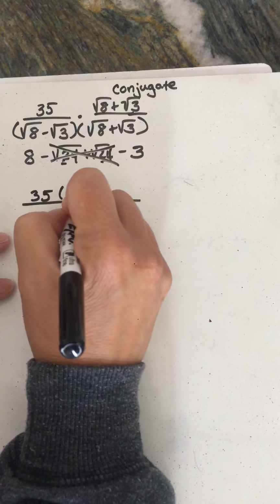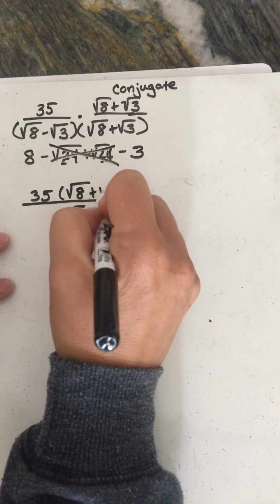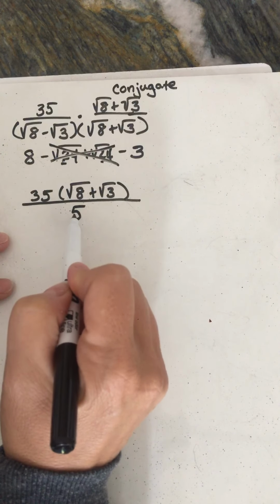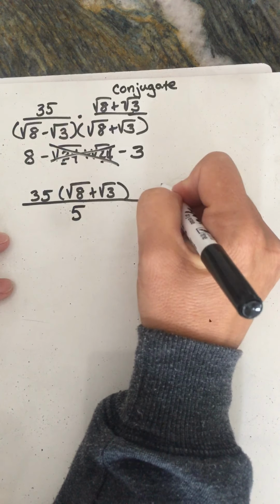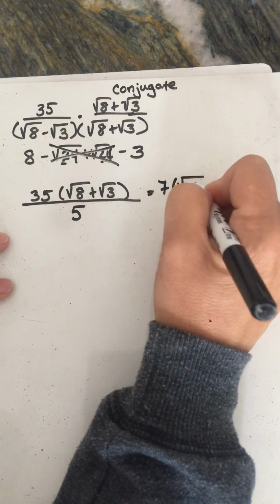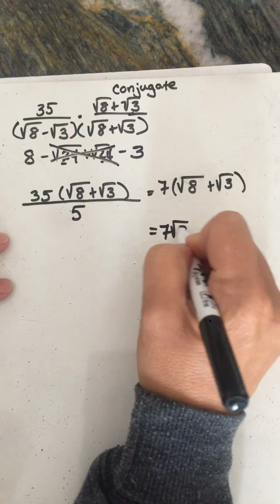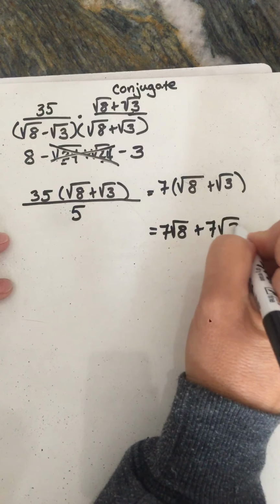We have 35 times the quantity square root of 8 plus square root of 3. Before you distribute, look at the 35 and the 5. They reduce. So we have 7 times the quantity square root of 8 plus square root of 3. Now we can distribute. 7 square root of 8 plus 7 square root of 3.